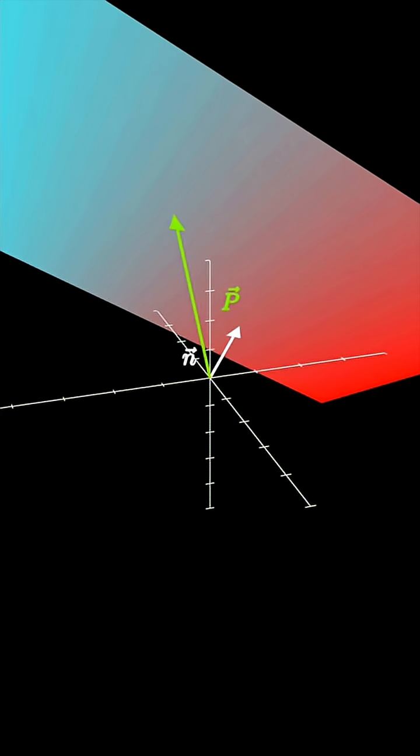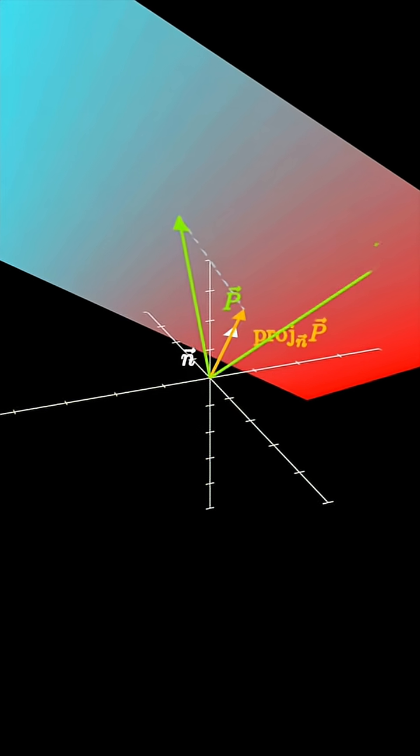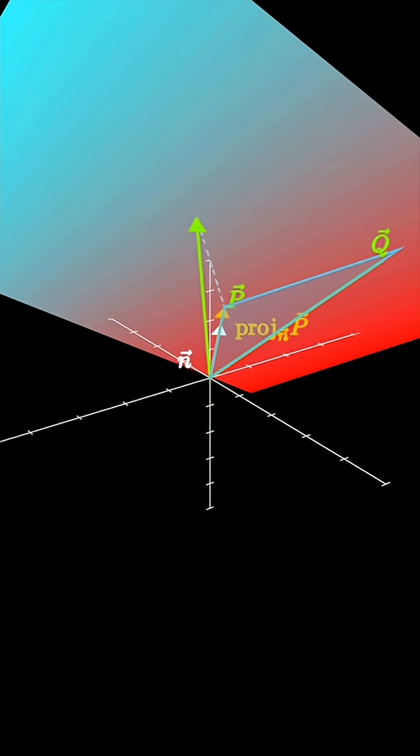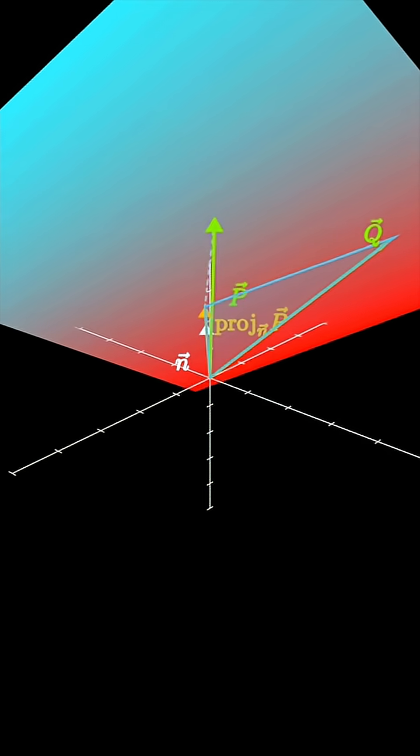Let's take a little break from the algebra and try to visualize what's going on. The projection of P along n is just the base of this right triangle. So if you project a different point Q along n, you get a right triangle with the same base.